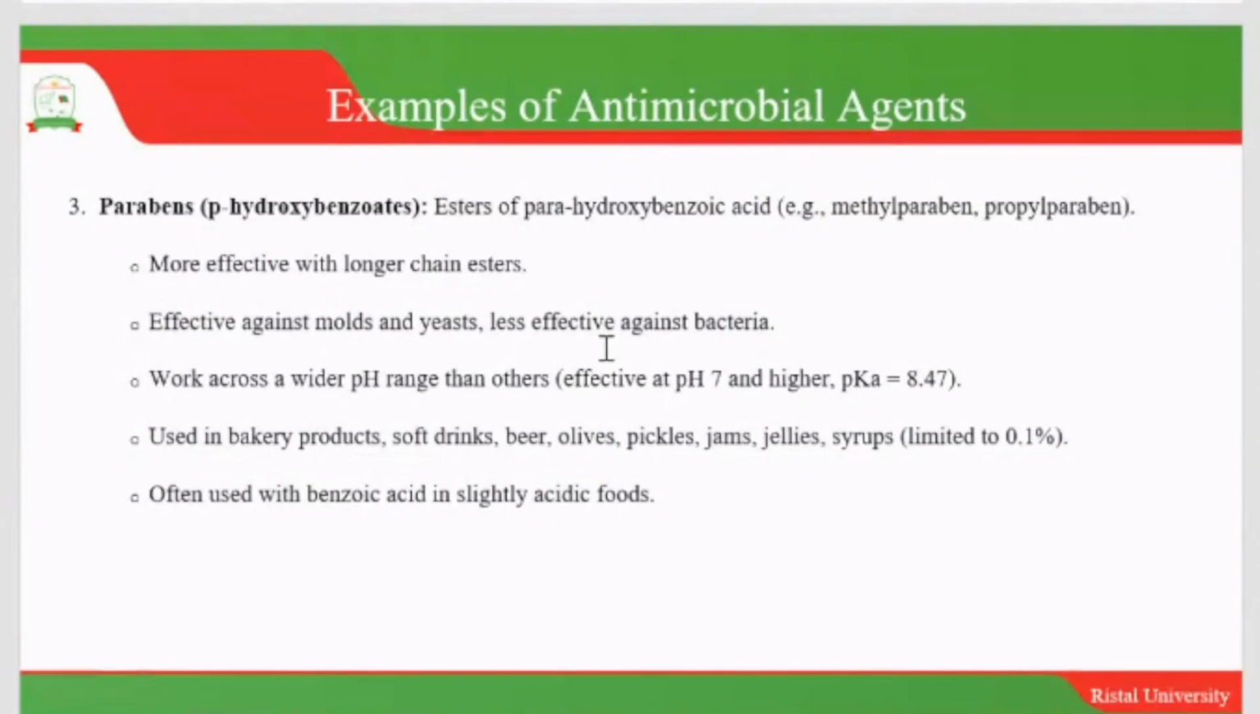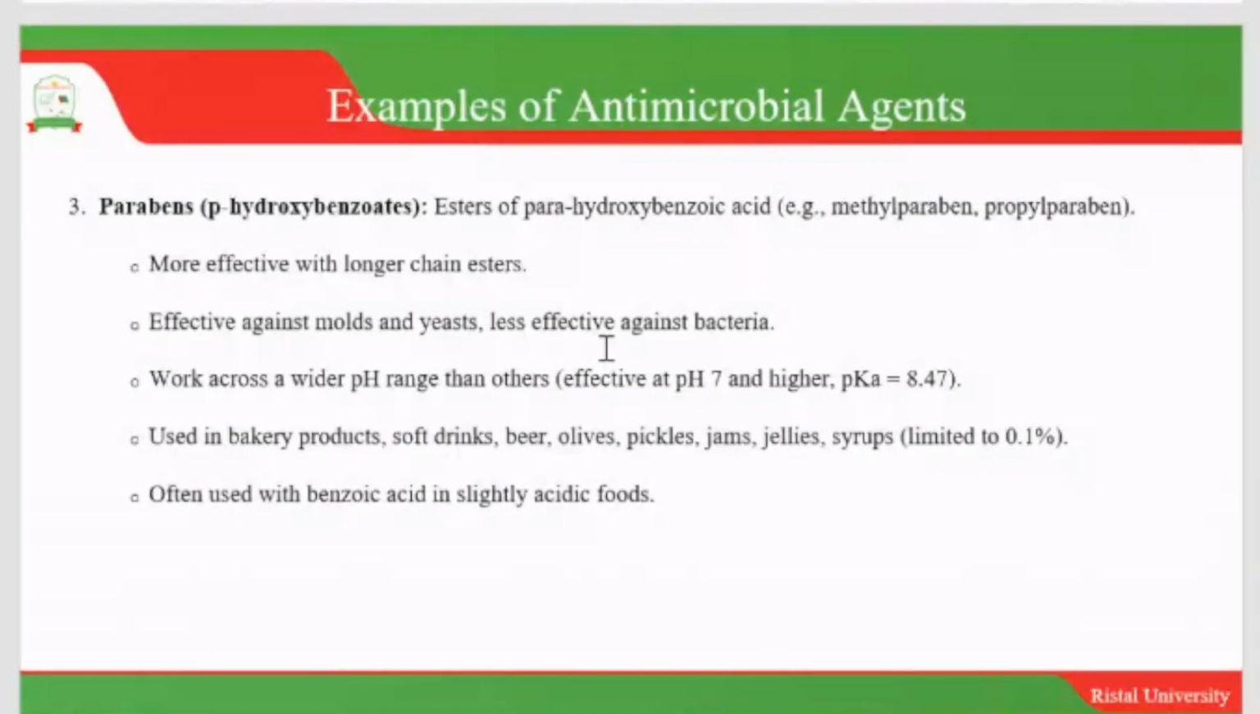For example, if an assessment comes and they're telling you that this particular food is susceptible to spoilage through molds, through yeasts, and through bacteria, you will be able to give us your understanding and why you think this particular antimicrobial agent is what is preferred compared to the others, I should say. So this is still used in those bakery products, the soft drinks, the beers, the olives, the pickles, jams, and jellies, etc., and often used with benzoic acid in slightly acidic foods.